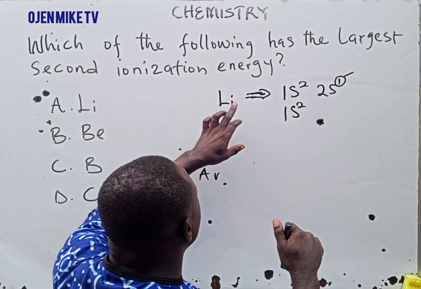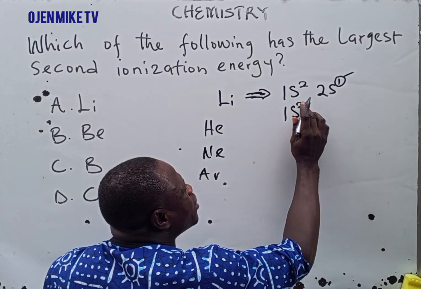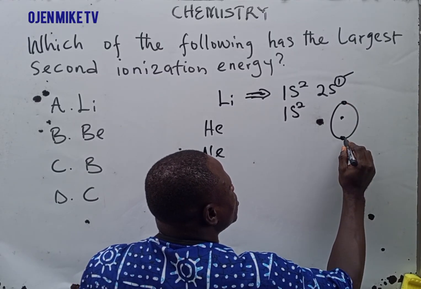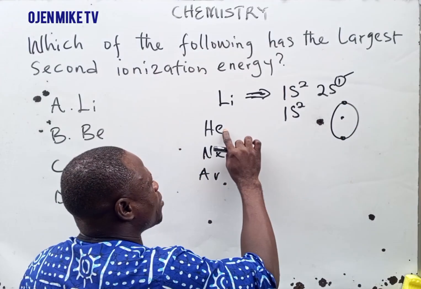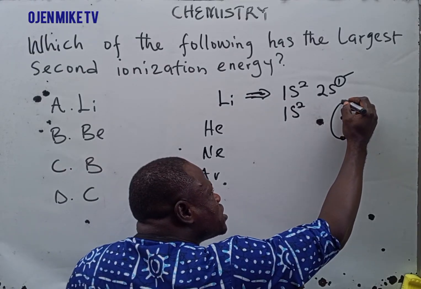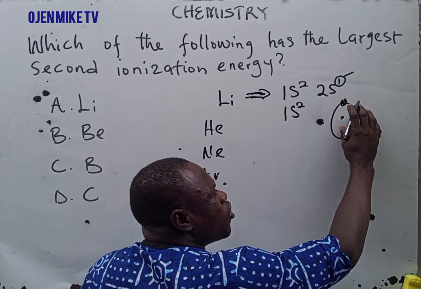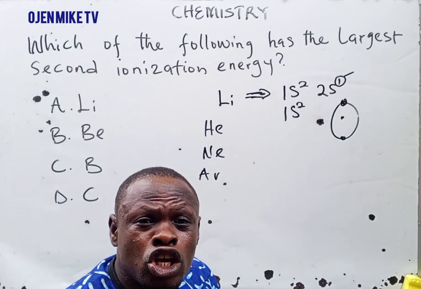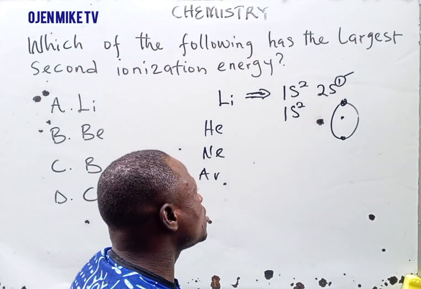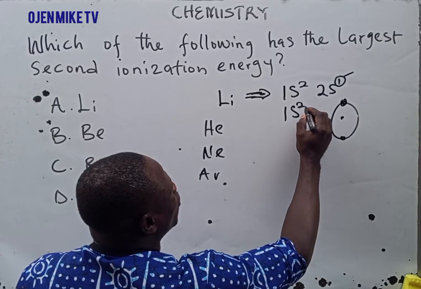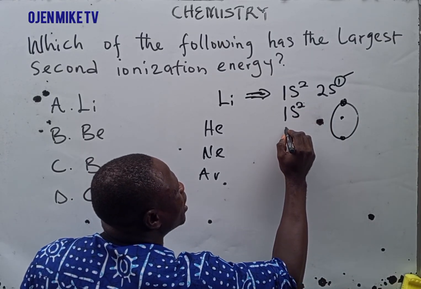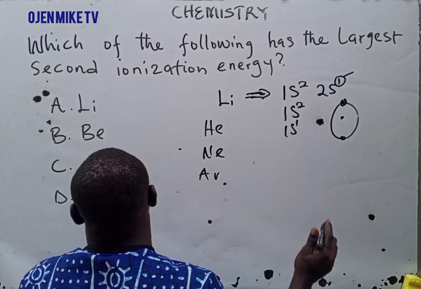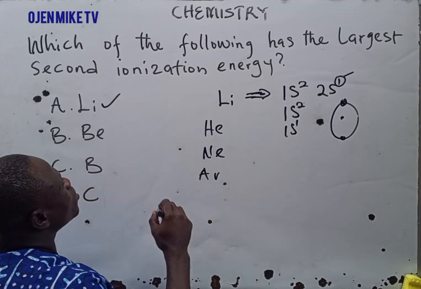So the energy that you use to remove it is so high. That is why, for the second ionization, this is a typical example of helium's structure. Now you want to remove this electron from here. This shell is already balanced, so the energy that is required is very, very high. Do you get that? The second ionization, you are trying to remove one electron to be 1s1, so it is very, very high. Therefore, our correct answer is lithium.